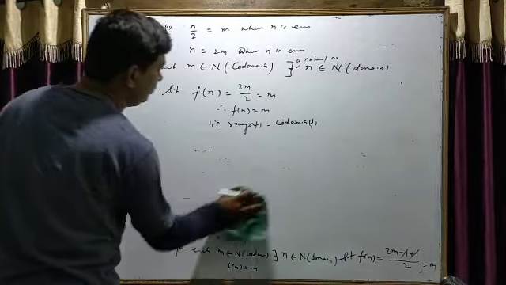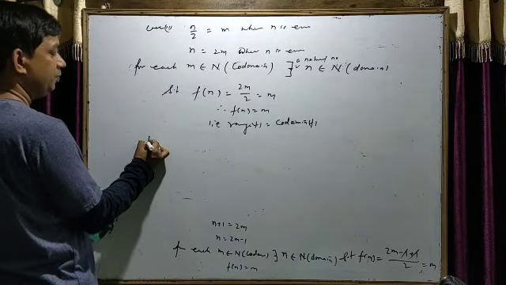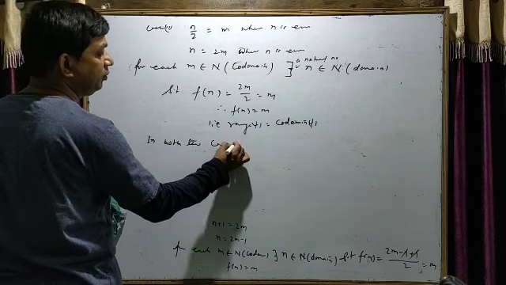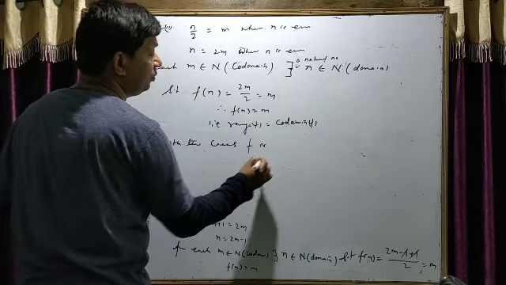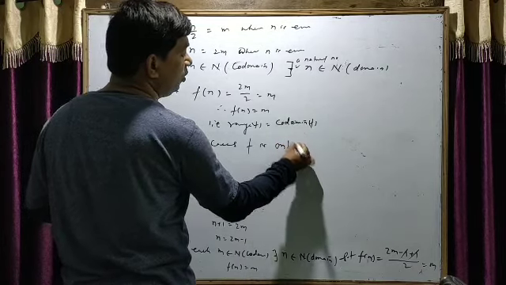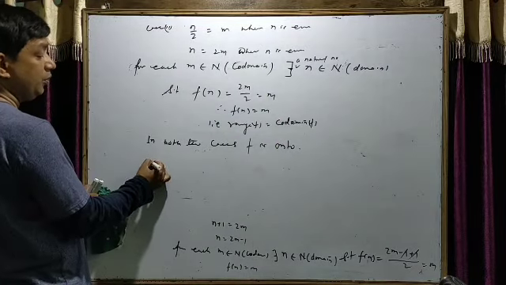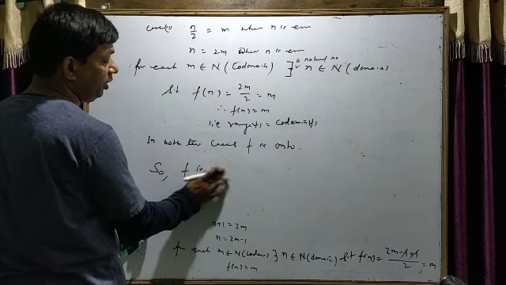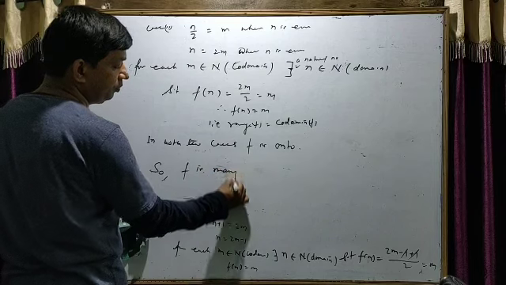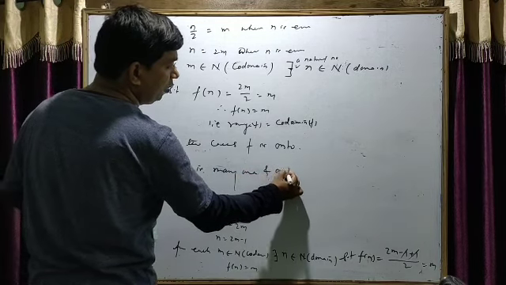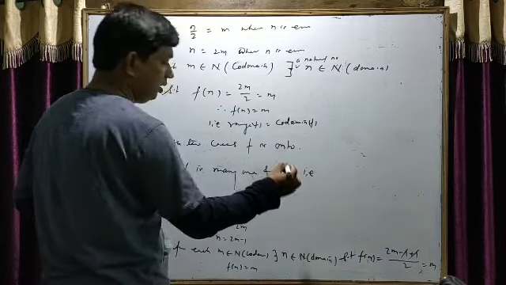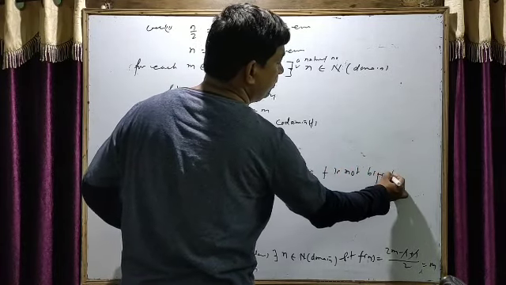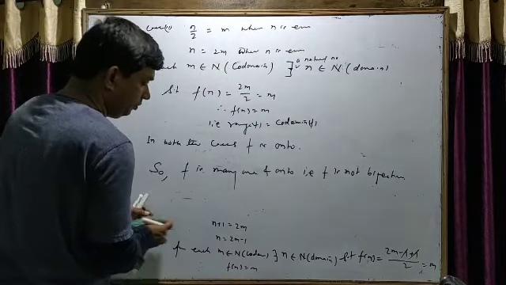So in both the cases f is onto. So f is many one and onto. That is, f is not bijective. It is not bijective.